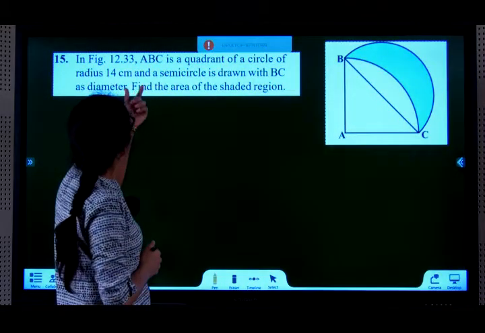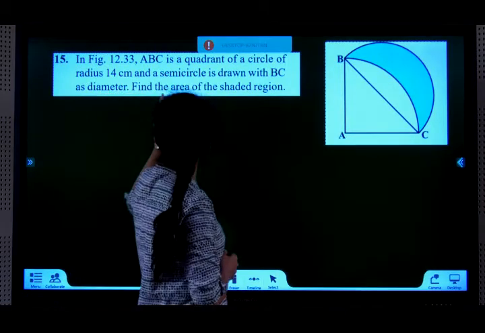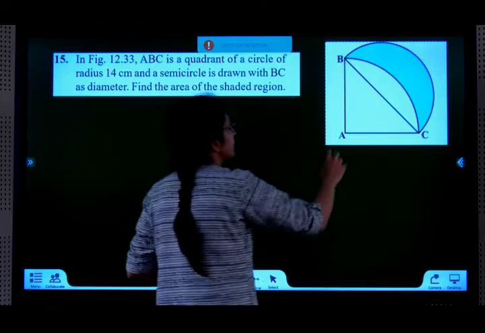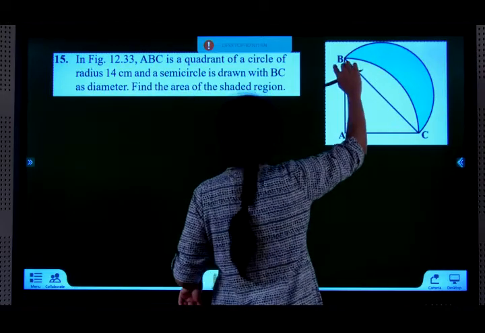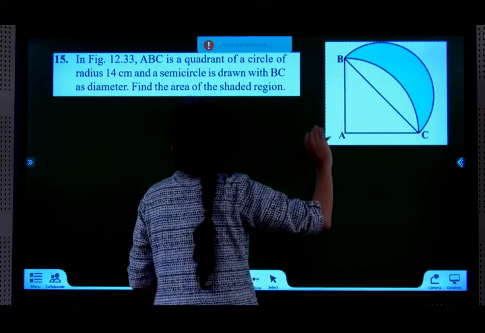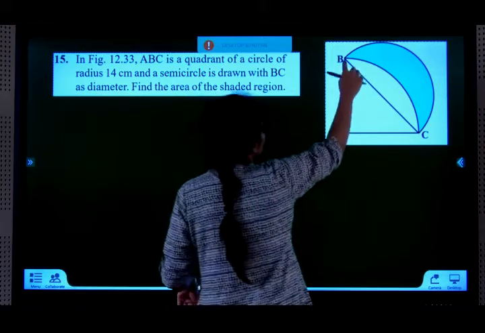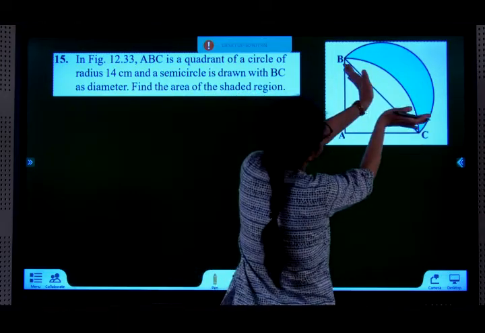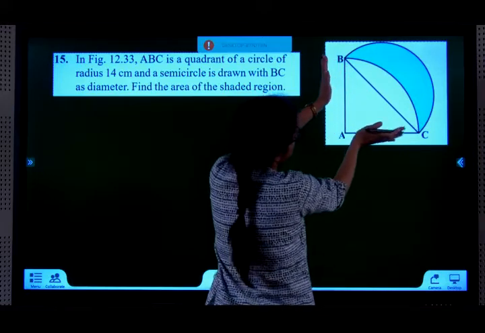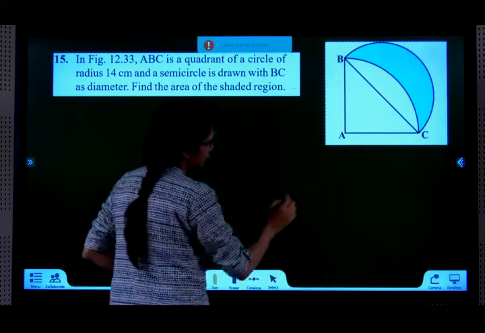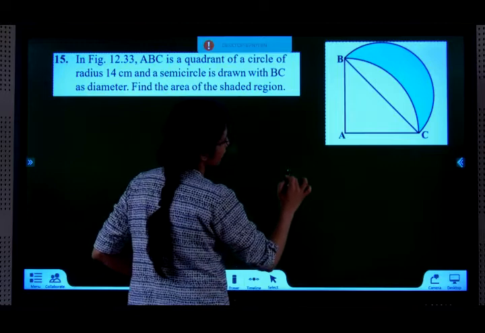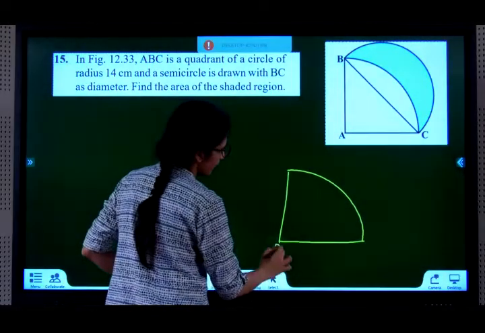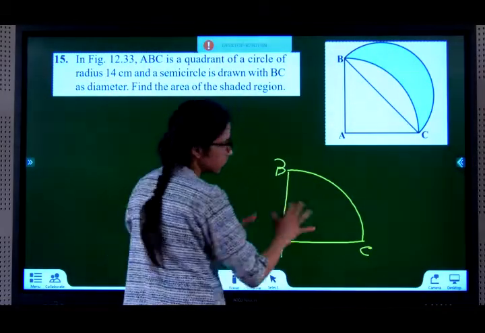In the figure, ABC is a quadrant of a circle of radius 14 centimeters. See, this is a circle of radius 14 centimeters. And a semicircle is drawn with BC as diameter. See, this BC's diameter is not the same as this. If I have to say sector, I will draw this, please observe. This is a quadrant A, B, C. This is a quadrant.